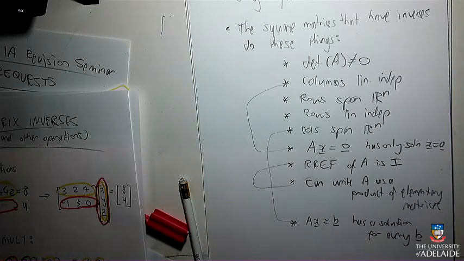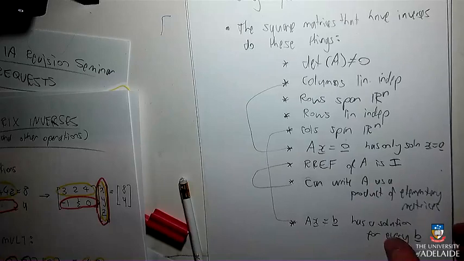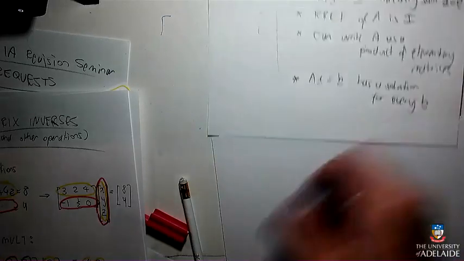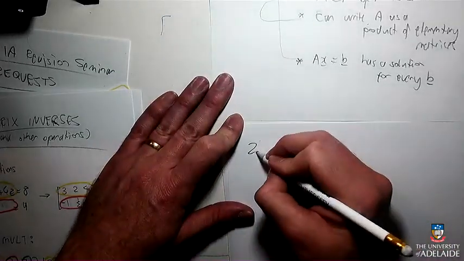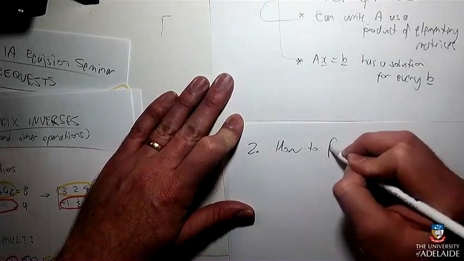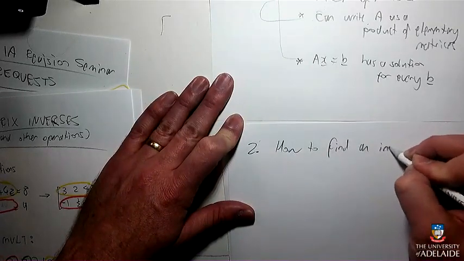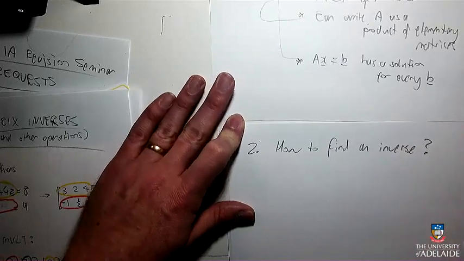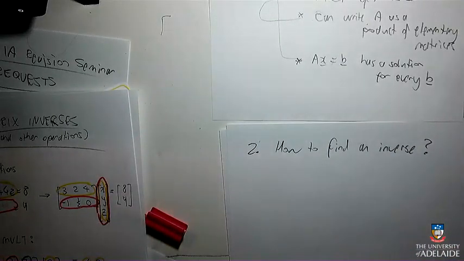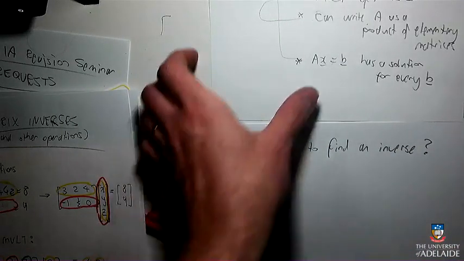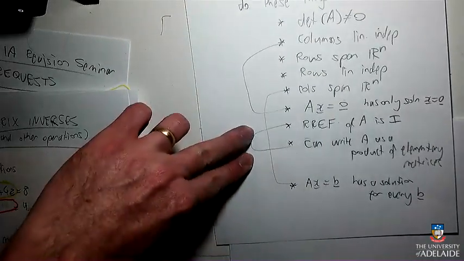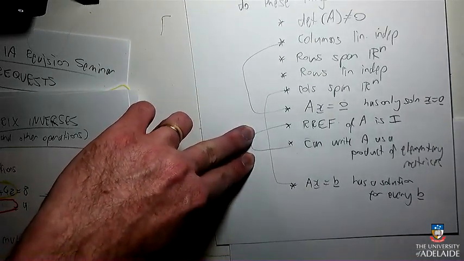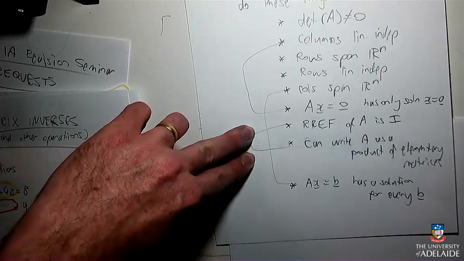Okay, so that brings us to how do we find an inverse? And the answer is via these two. These two are the quickest way to find an inverse.